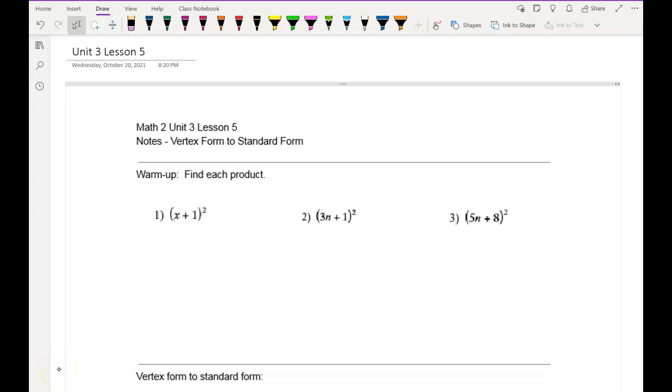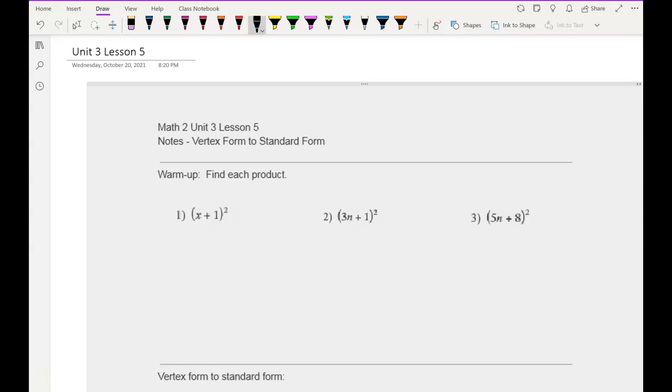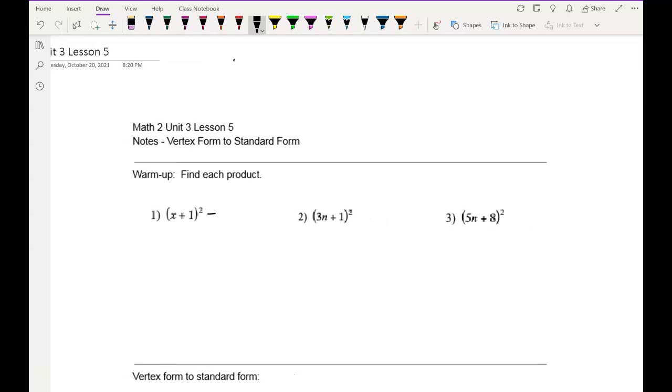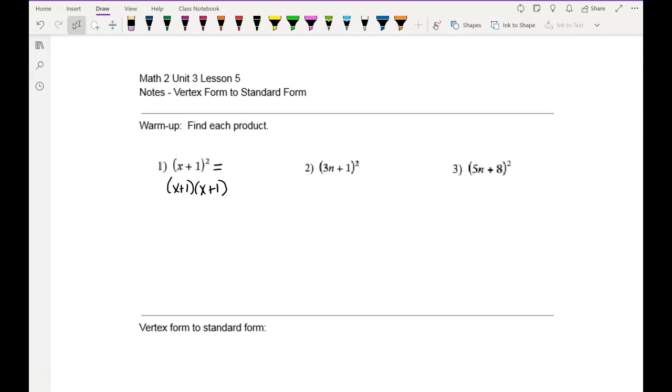All right, so this is taking us back just to multiplying what we call perfect squares when it's a binomial times itself. So x plus 1 squared is the same thing as saying the quantity x plus 1 times the quantity x plus 1. It's just saying take it times itself. I still like the box. I think the box just keeps things nice and neat.